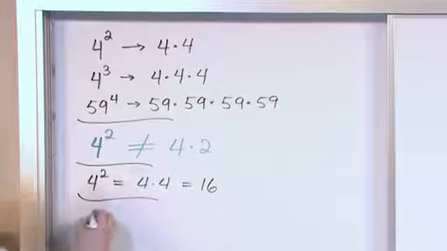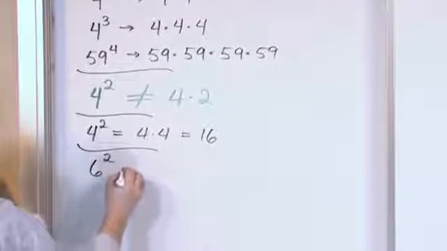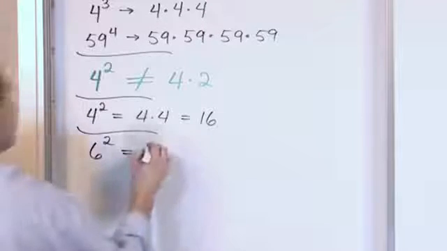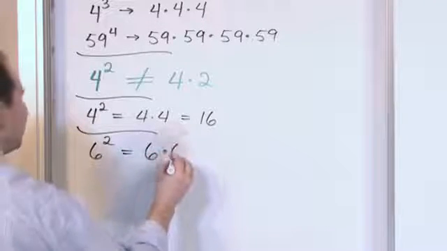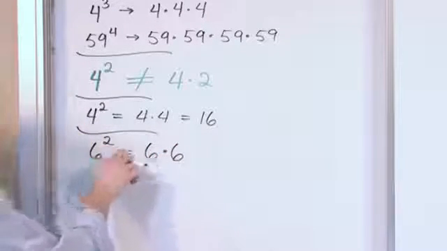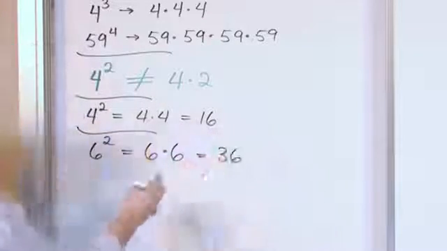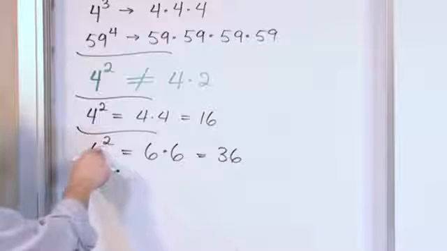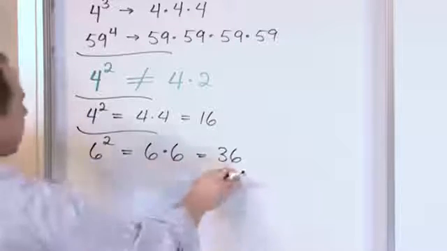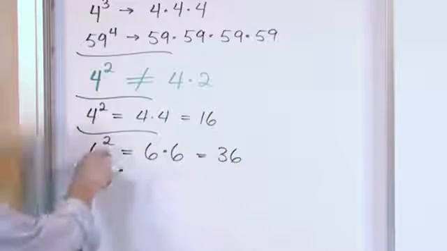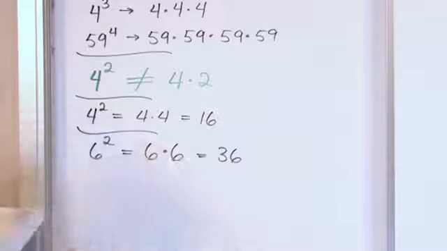Let's say we have 6 squared. What would that be equal to? That would be 6 multiplied by itself 2 times, because that's the number here. 6 times 6 is going to give us 36. You can see right away that 6 times 2, if you just did that, would be 12. That's nothing even close to 36, so just forget about multiplying these. You have to multiply by itself.